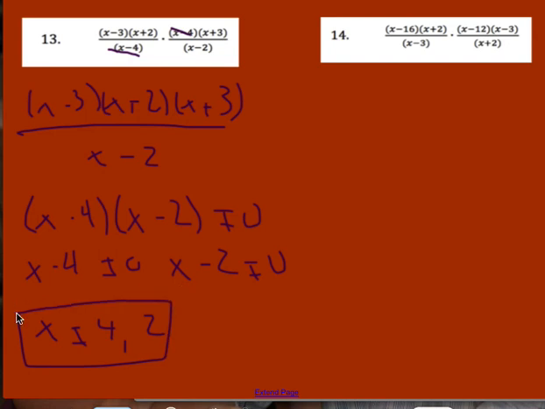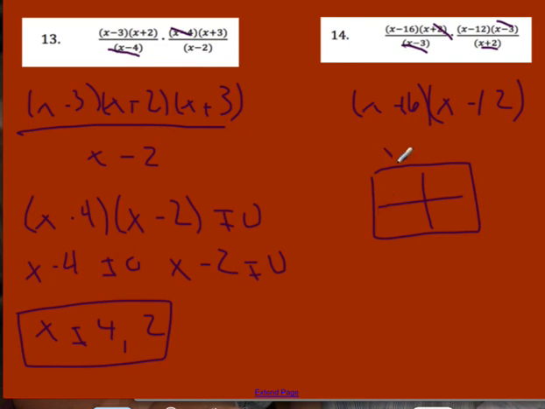Taking a look at this last one here, we can cancel off the x minus 3's and the x plus 2's. So all that's left is x minus 16 and x minus 12. So to get our simplified rational expression, we actually need to multiply those out using the box method. So we get x and negative 16, x and negative 12. So x times x is x squared, and then we get negative 16x, negative 12x, and negative 16 times negative 12 is 192. So I get x squared minus 16x minus 12x plus 192.